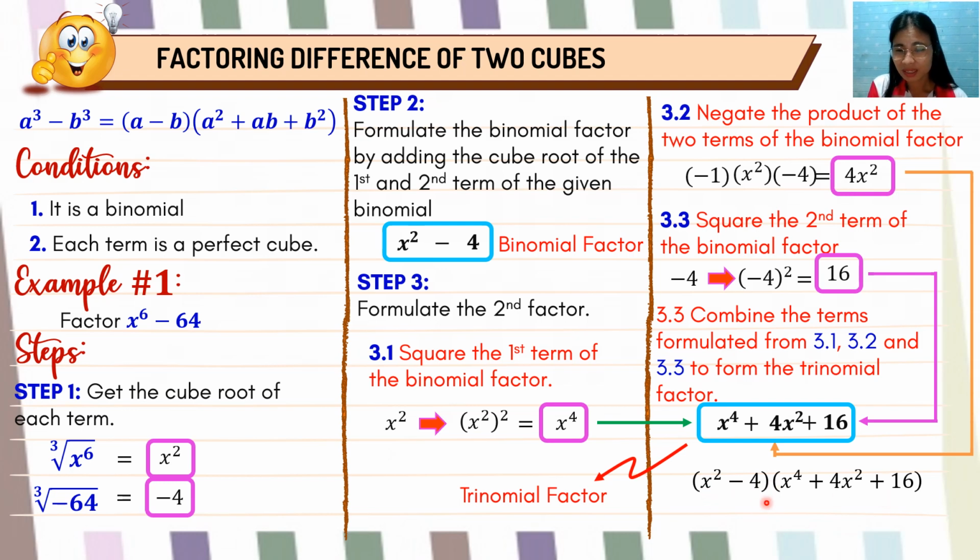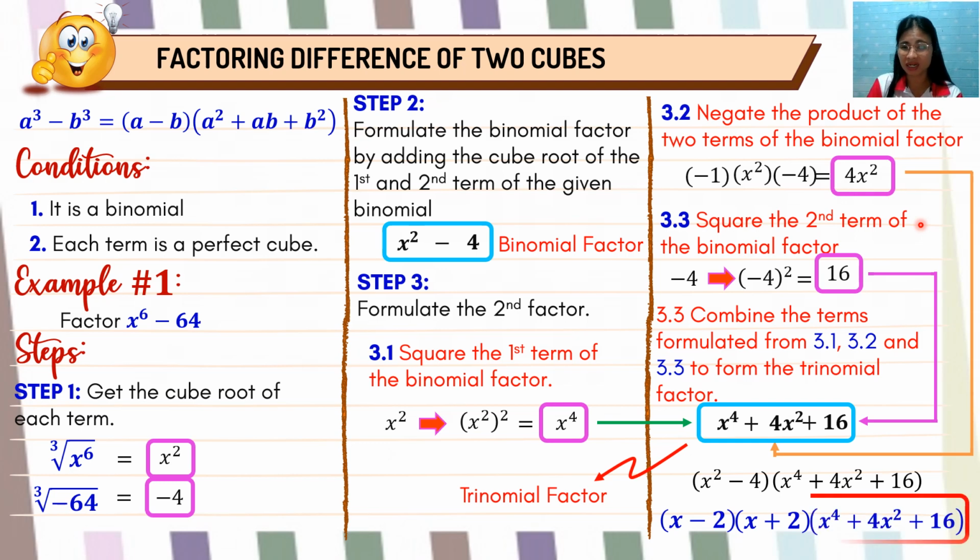But observe, x squared minus 4 is an example of a difference of two squares. To get the factor of the difference of two squares, get the square root of the first term. The square root of x squared is x. And the square root of the second term is 2. So x minus 2, and the negation, x plus 2. They are always partners when we are talking about the difference of two squares. If you don't have any idea about the difference of two squares, watch my video on factoring the difference of two squares. And times the trinomial factor, x to the fourth plus 4x squared plus 16.